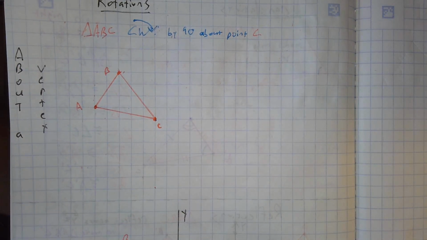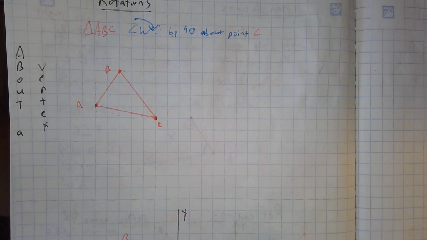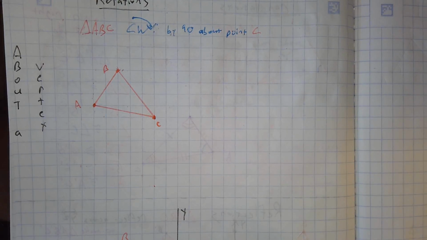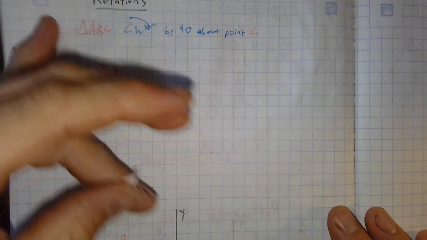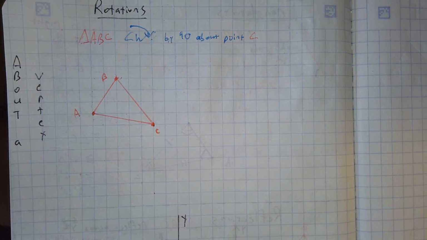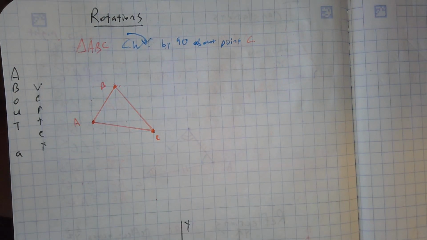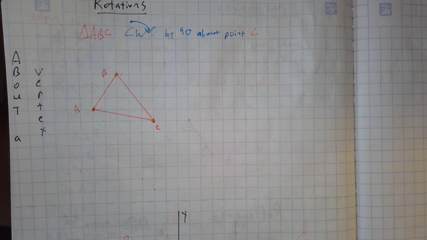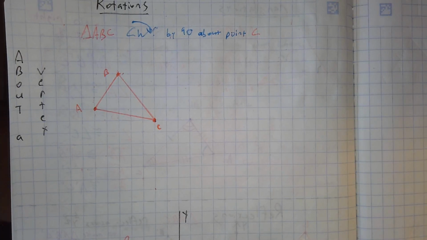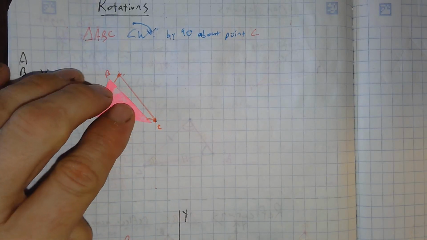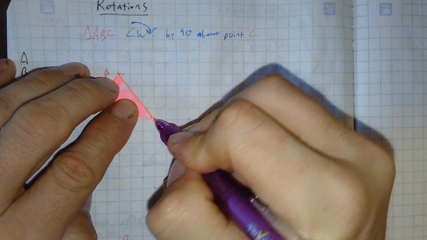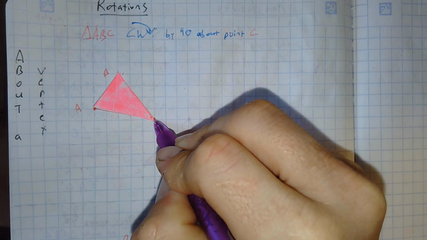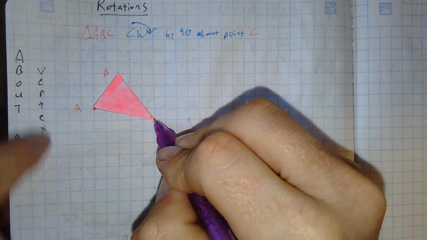All right, so rotations can be a little bit more complicated than reflections and translations, mainly because there's a lot of things that you need to consider when you're rotating something. The first thing you need to consider is what are you rotating it in reference to? I'm going to rotate something in reference to a pivot point, like the vertex C right here. So, rotation about a vertex.